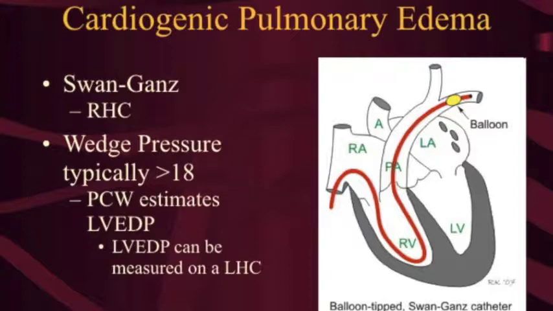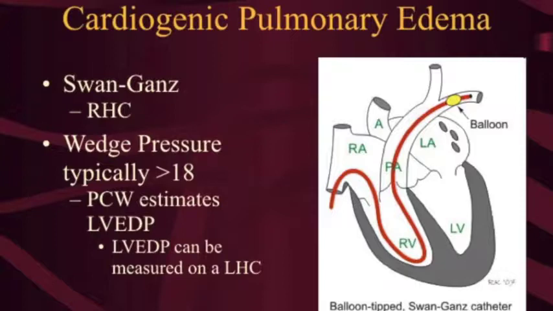Okay, cardiogenic pulmonary edema is by far the most common cause of that. How do you check that? You can get the Swan-Ganz catheter, also called a right heart cath. Wedge pressure for pulmonary edema is usually greater than 18. So what does wedge pressure even do? Here's how the Swan works, basically.